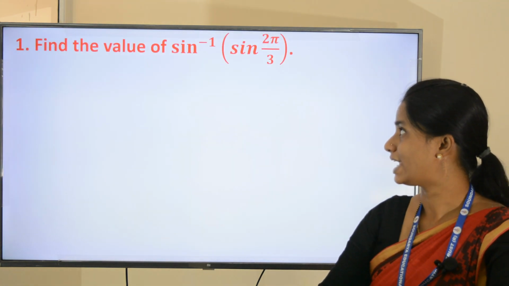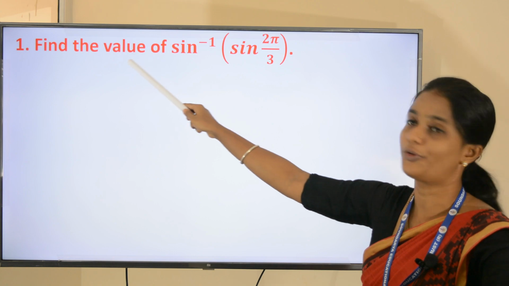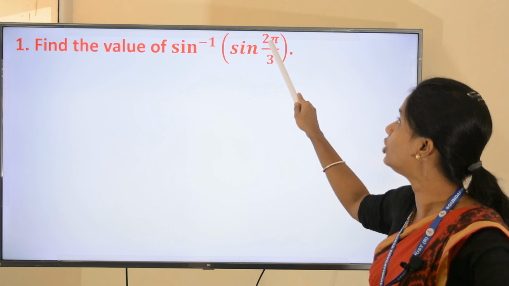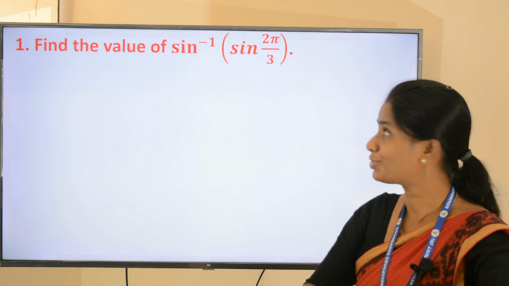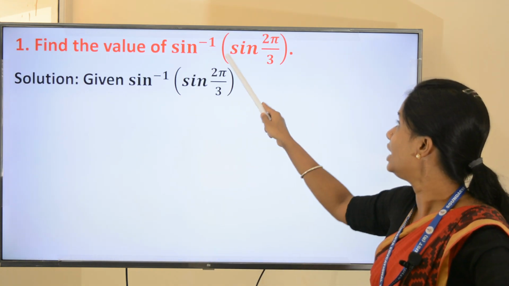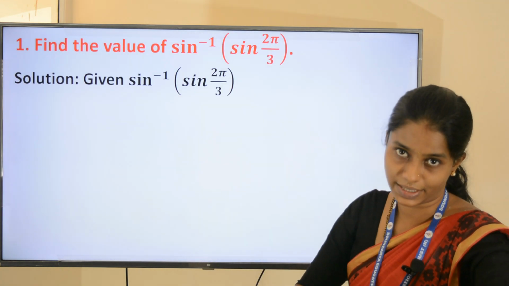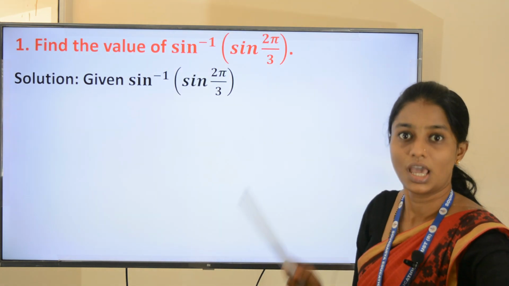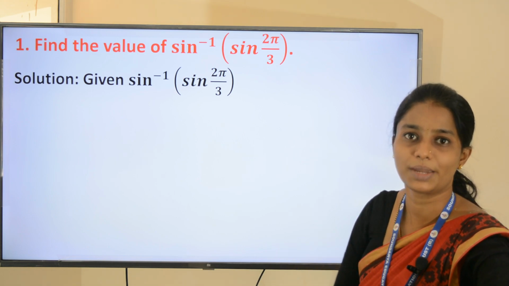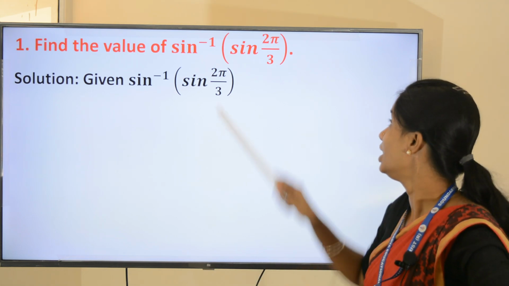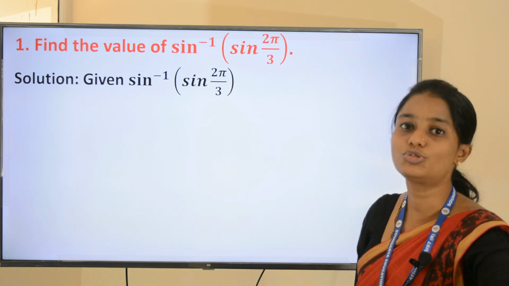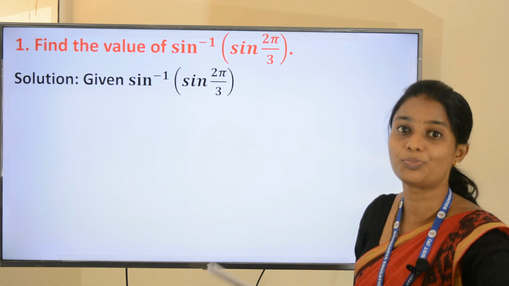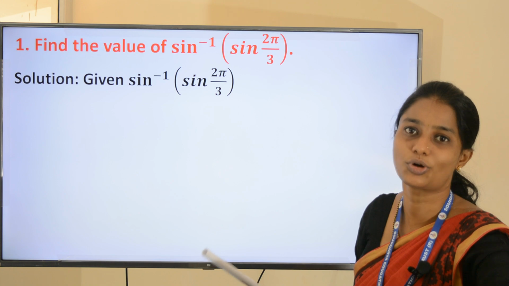The first problem says find the value, or we can say find the principal value, of sine inverse of sine 2 pi by 3. Students, please observe here, sine inverse of sine 2 pi by 3 is there. According to the property, sine inverse of sine x is equal to x, if x belongs to the closed interval minus pi by 2 comma pi by 2. Does 2 pi by 3 belong to the closed interval minus pi by 2 comma pi by 2? No, it does not belong.